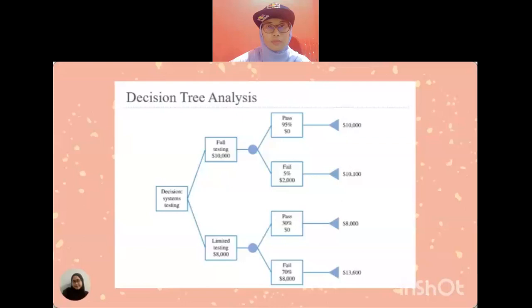Then we need to multiply the probability of each decision by the financial cost or benefit of the outcome. And then lastly, we need to add together the probability multiplied by the financial outcome in the previous step for each branch of the decision tree.